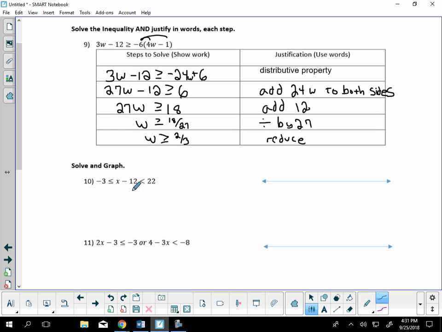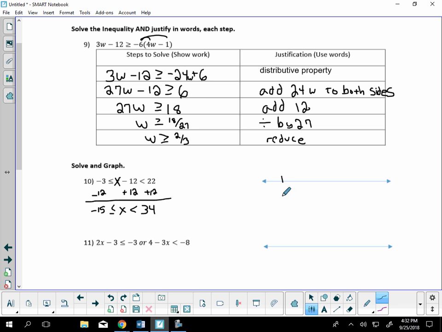On number 10, here's my variable, x. I want to get that x by itself, so I have a -12 who's bothering it. I need to do the opposite, add 12. Need to do it in the center, to the left, and to the right. And when I do that, I get -15 less than or equal to x less than 34.